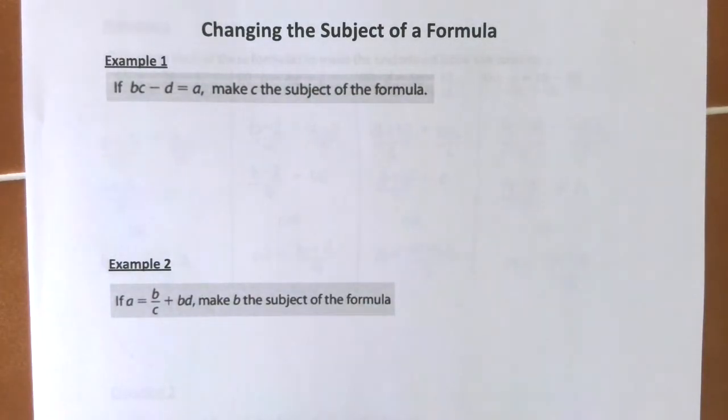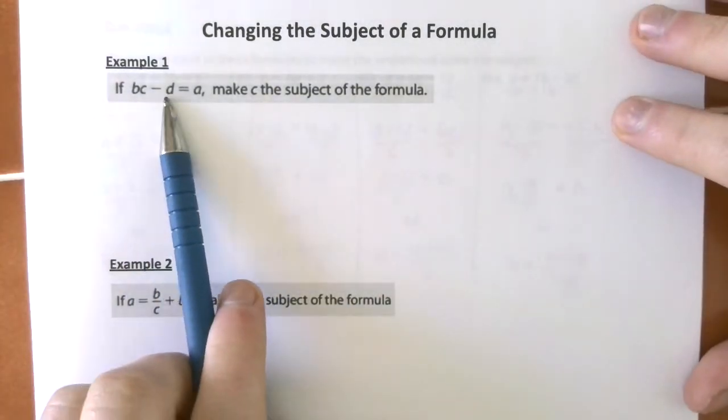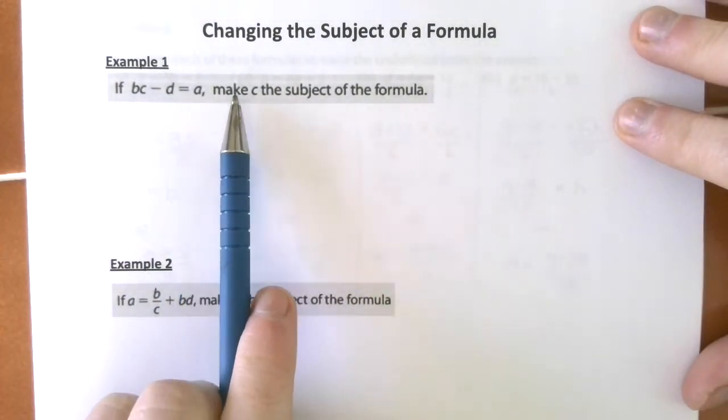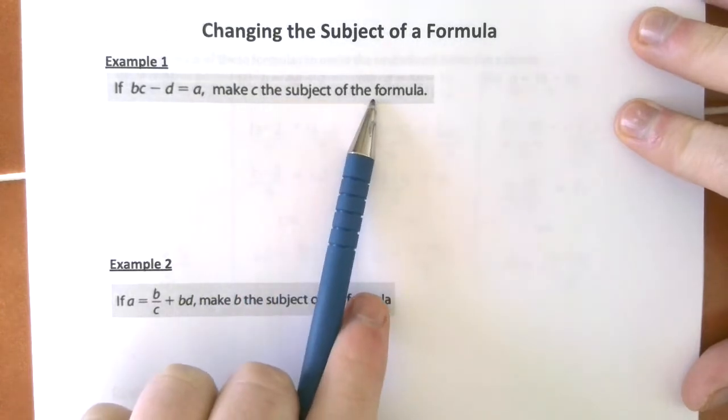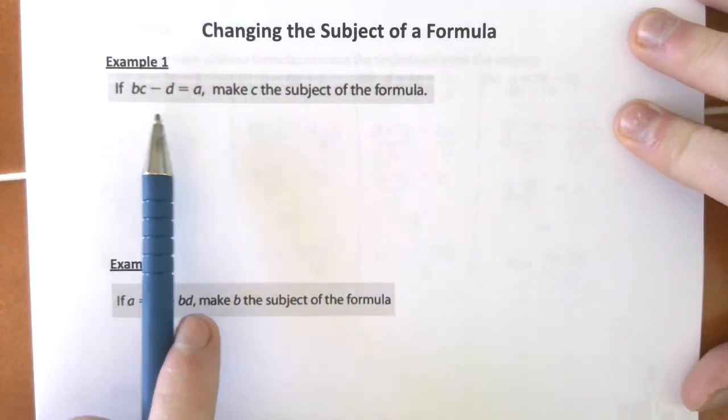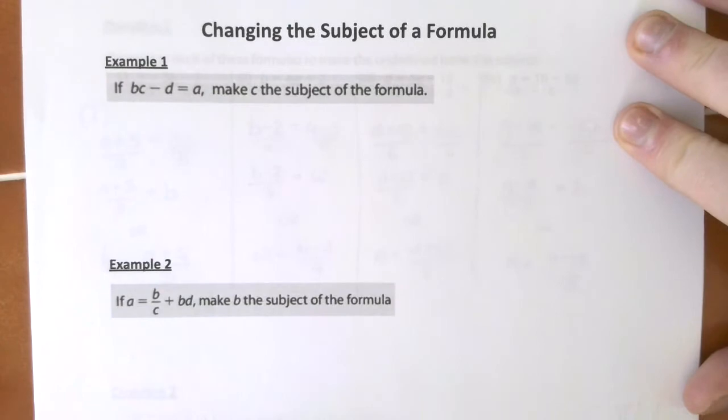This video is about changing the subject of a formula. What that means is we have this formula here in terms of A, and we're going to try to make C the subject of the formula. So we're trying to get it as C is equal to. So we just have to rearrange it.